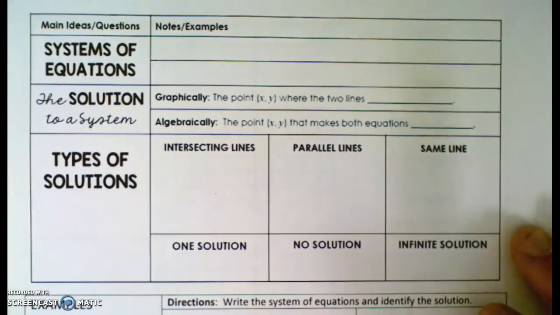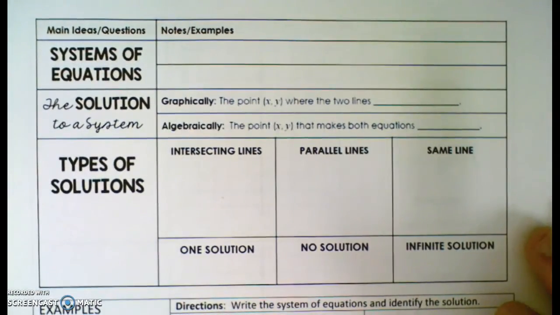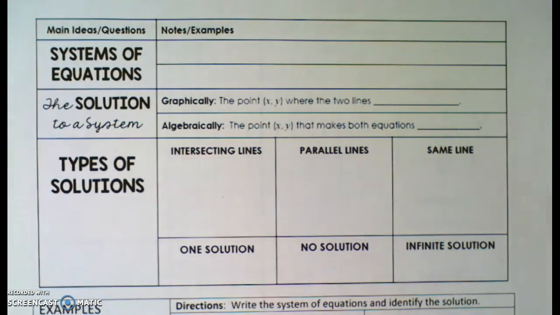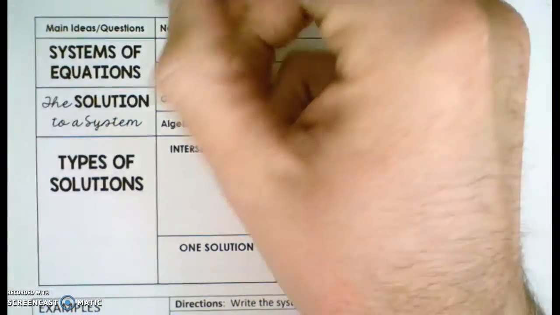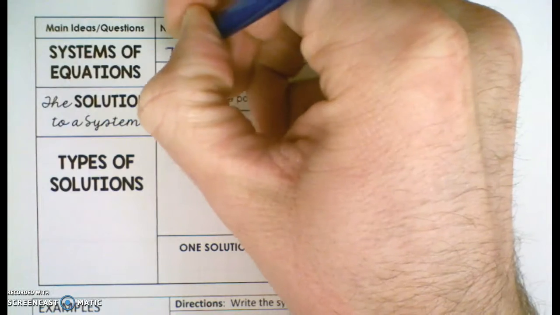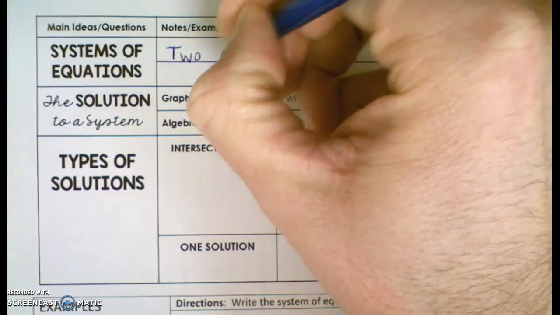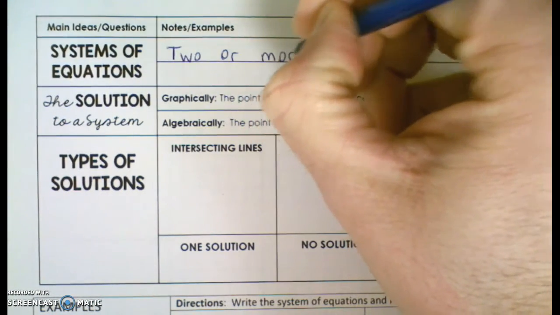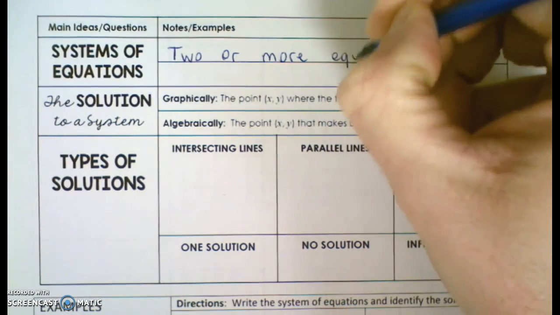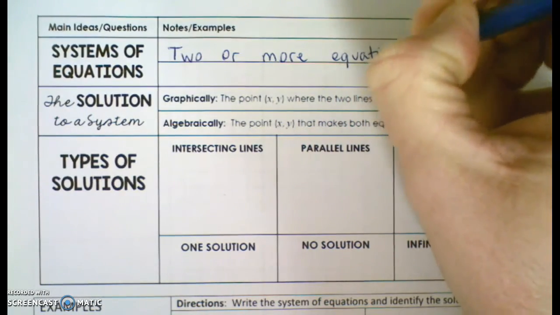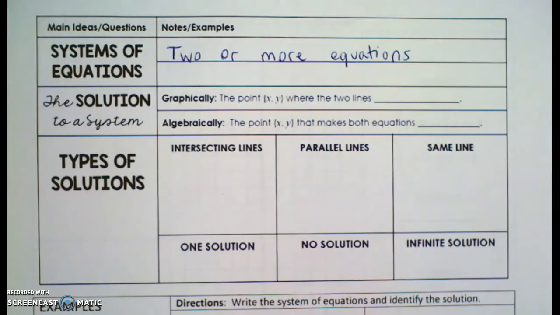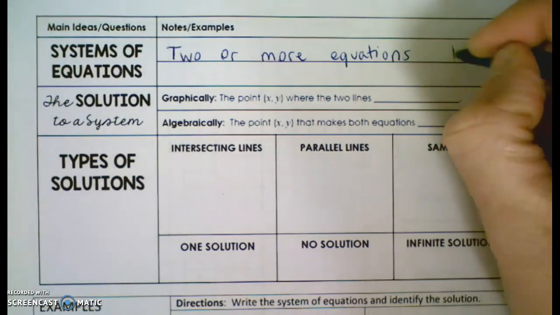All right, so first of all, what is a system, or what are systems of equations? Systems of equations are essentially two or more equations that use the same variables.